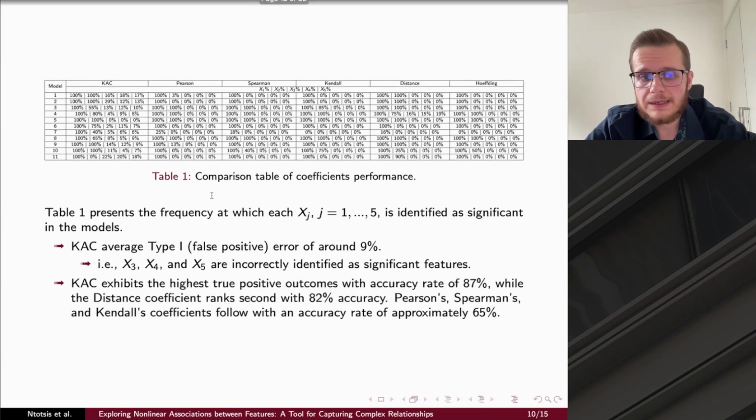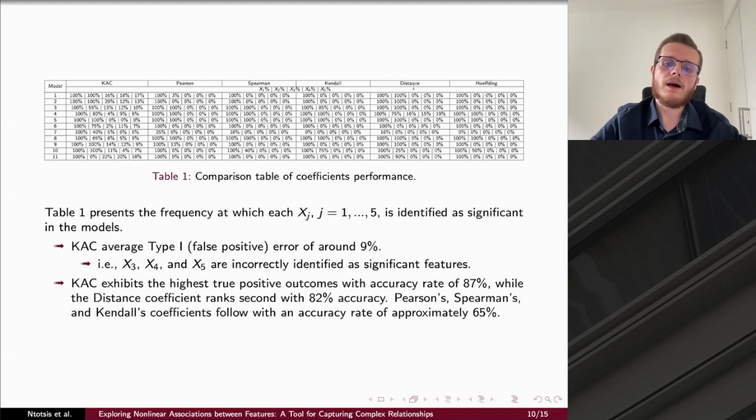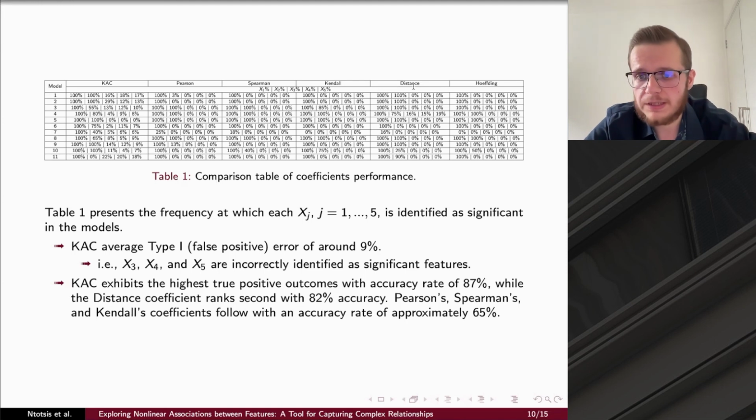The second comment is about the true positive outcomes, meaning the times that X1 and X2 are correctly identified as significant features. So KIC exhibits the highest true positive outcomes with accuracy rate around 87%, while distance coefficient ranks second with accuracy around 82%. Then Pearson, Spearman's, Kendall coefficient follow with an accuracy rate of approximately 65%.